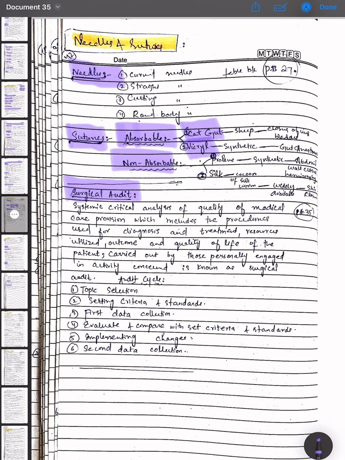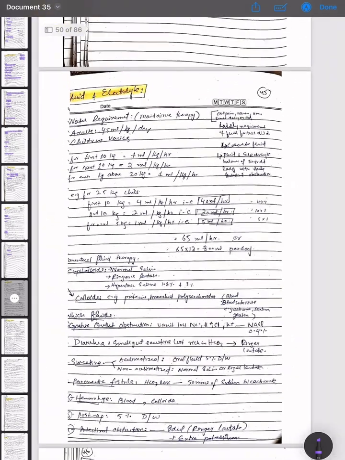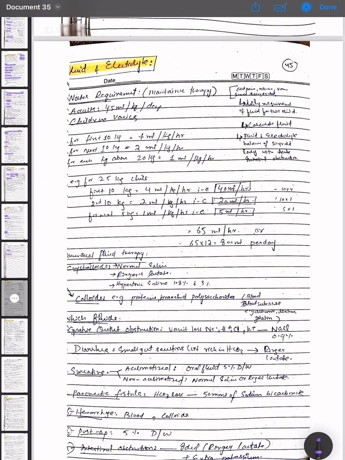We will be discussing the topic fluids and electrolytes in our next section.